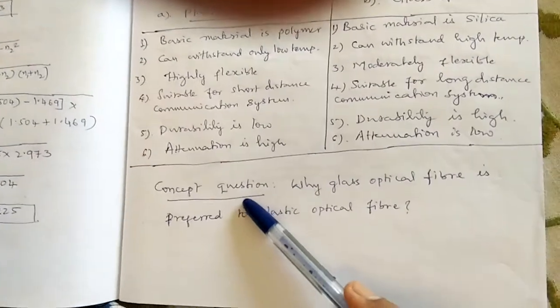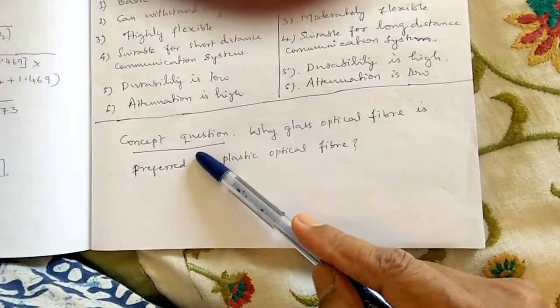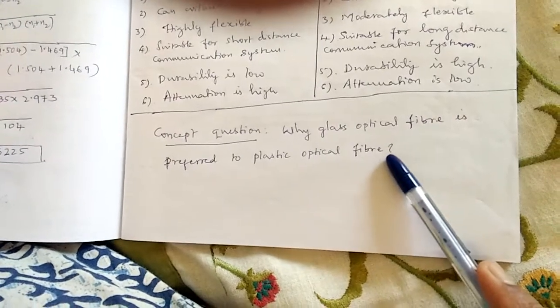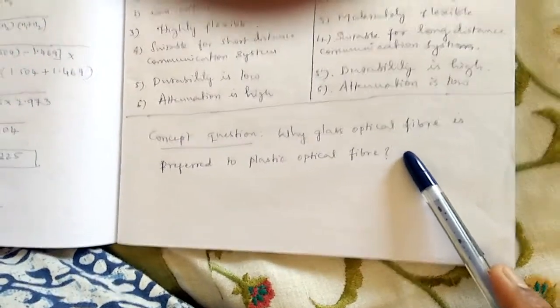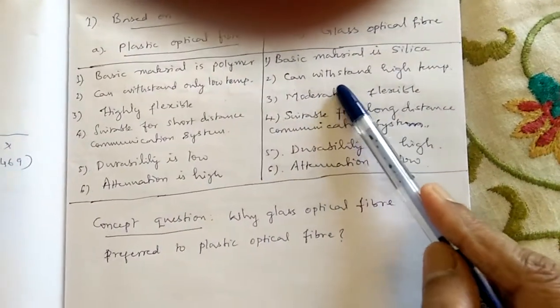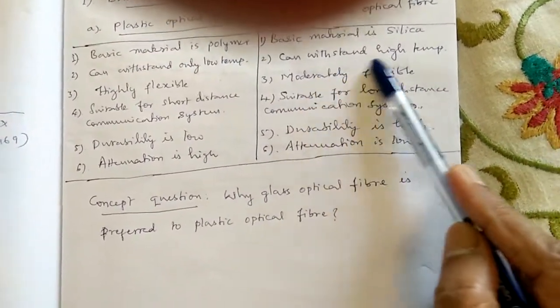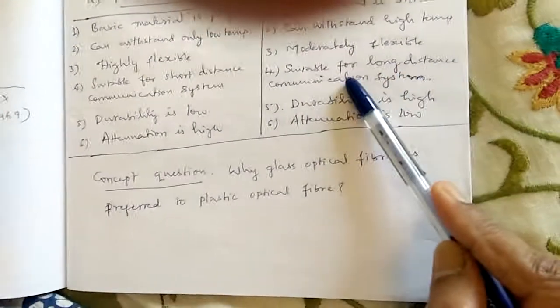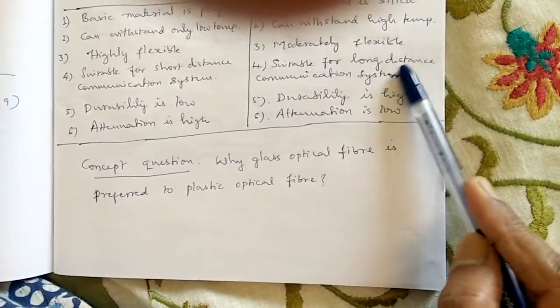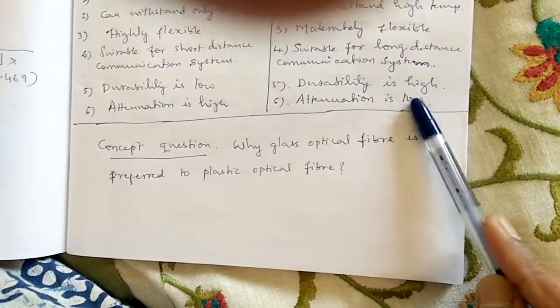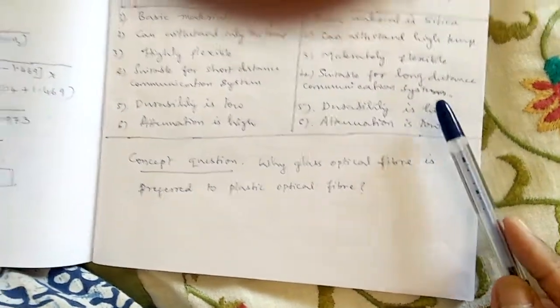So you may get one of the concept questions: why glass optical fiber is preferred to plastic optical fiber, carrying 2 marks. So you have to write these three reasons. It can withstand high temperature, or you can write suitable for long distance communication system, durability is high, and attenuation is low.